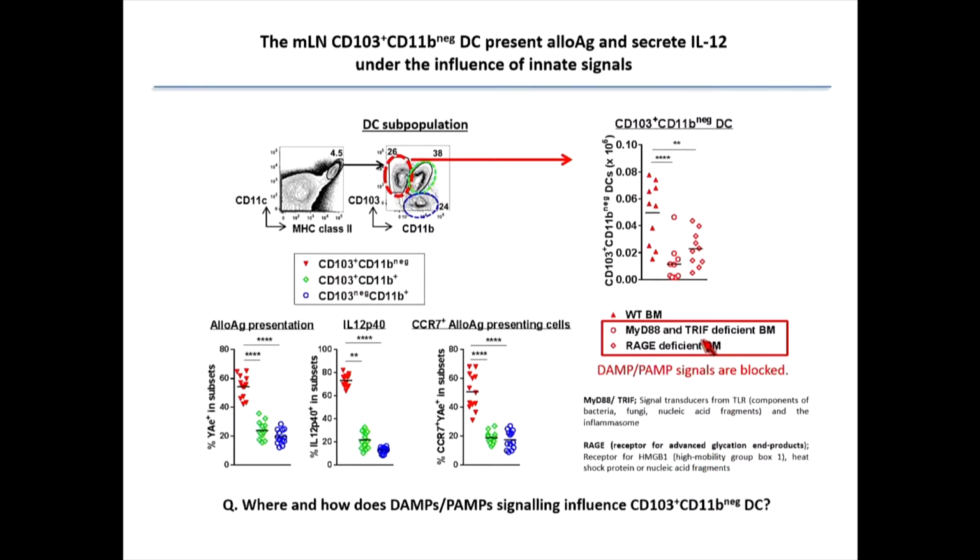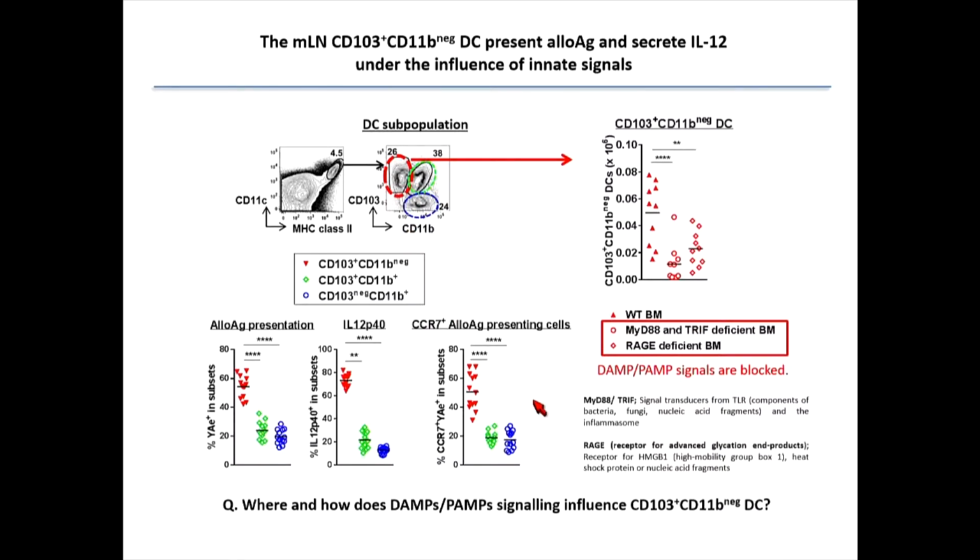So these molecule-deficient mice have much lower percentage and absolute number of the CD103 positive CD11b negative fraction. And this results in the reduction of antigen presenting cells and then a reduction of cytokine producing DC in the mesenteric lymph node. So the mesenteric lymph node CD103 positive CD11b negative DC present alloantigen and they secrete IL-12 under the influence of innate signals.